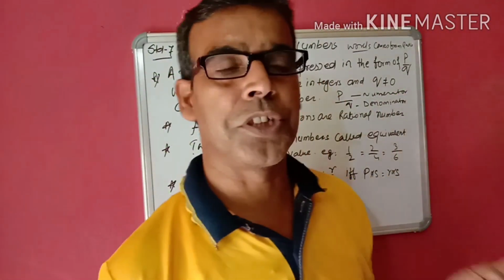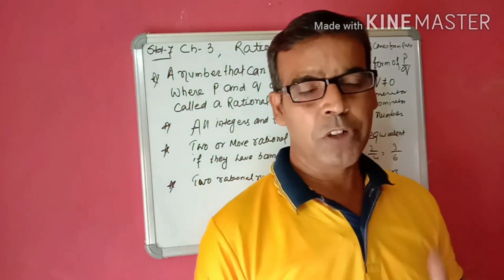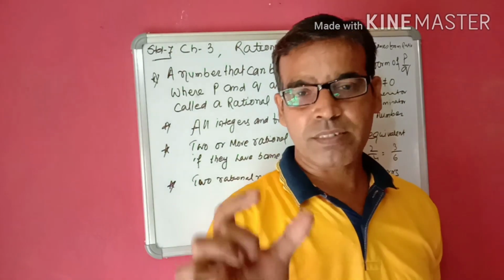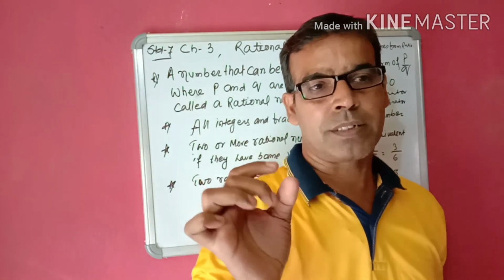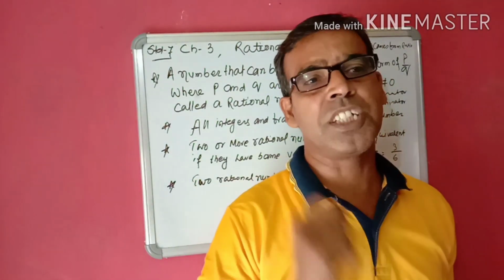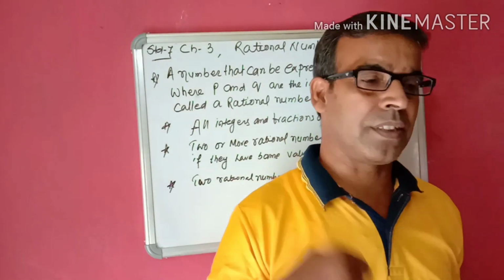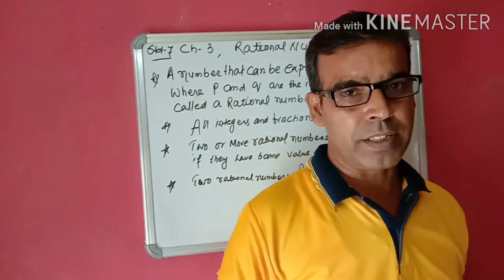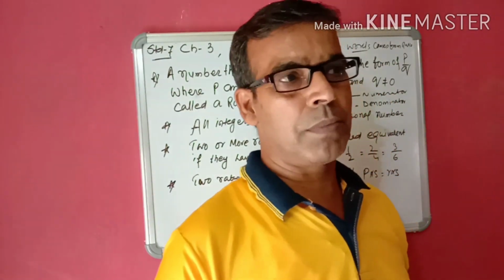In this video I am going to teach you rational numbers. What do you mean by a rational number, and from where does the word rational come? Rational number has come from the ratio. Suppose 3 is to 5. 3 is to 5 is a rational number. 3 is your numerator and 5 is your denominator. So what do you mean by a rational number?